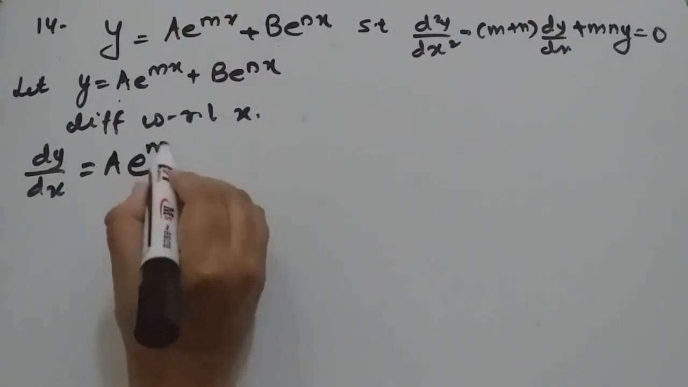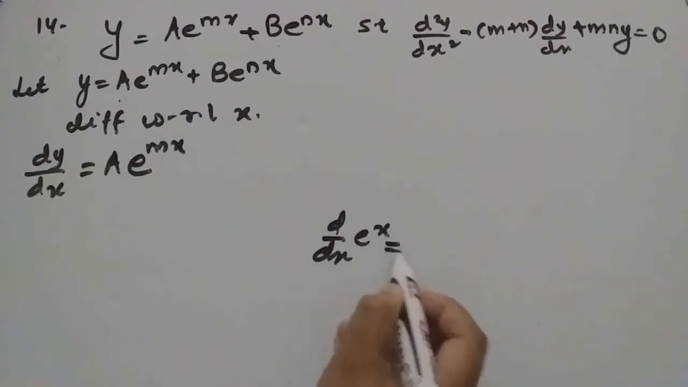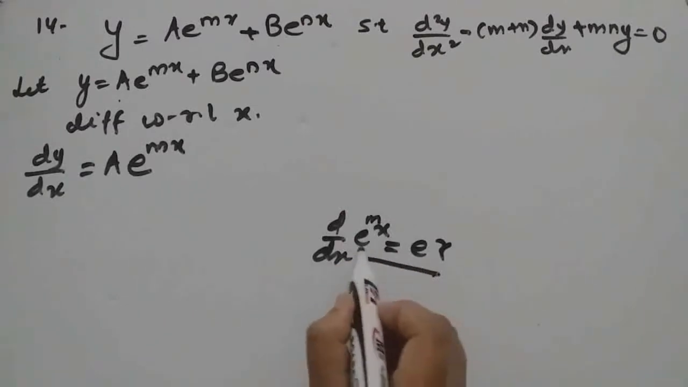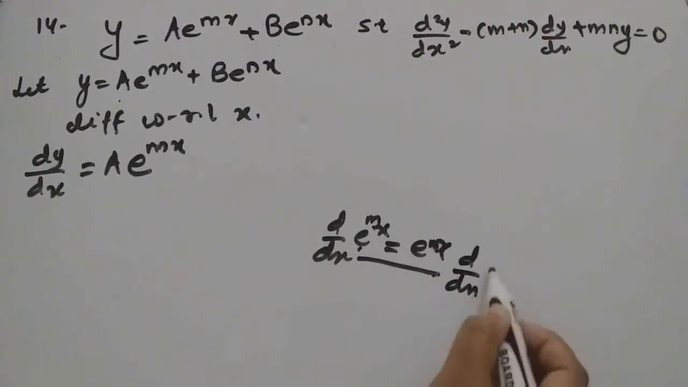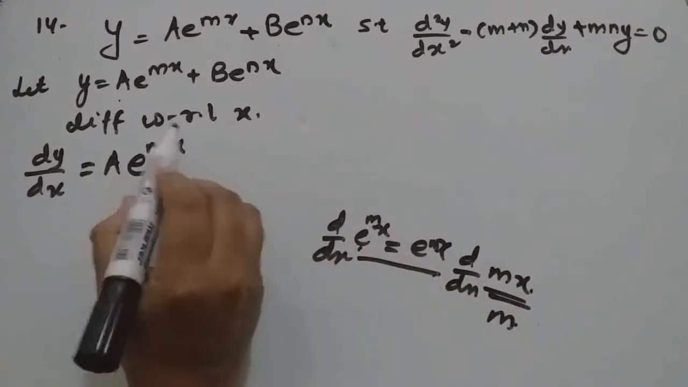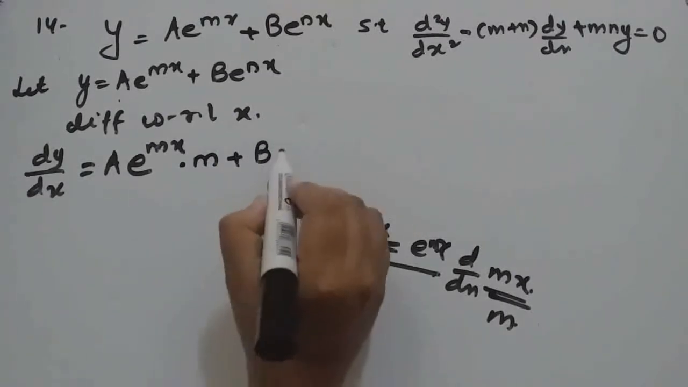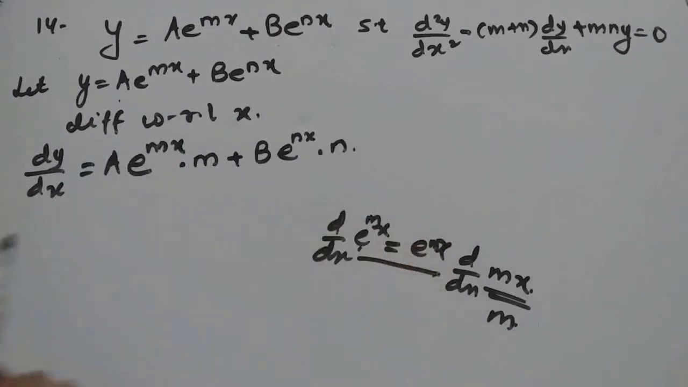e^(mx). The derivative of e^x is e^x, the same. But here we have a composite function, so the derivative of e^(mx) will be e^(mx), then the derivative of mx, which will be m. So here I am writing, the derivative of mx is m. Plus B as it is the coefficient, the derivative of e^(nx) is e^(nx) into n.